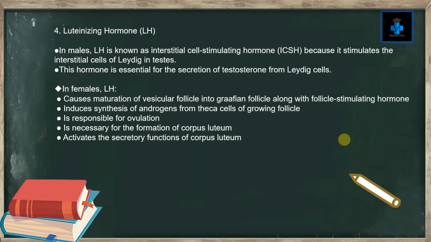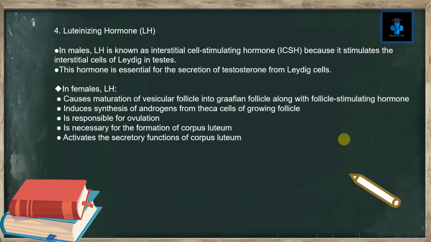Number 4 is luteinizing hormone. In males, luteinizing hormone is known as interstitial cell stimulating hormone because it stimulates the interstitial cells of Leydig in testes. This hormone is essential for the secretion of testosterone from Leydig cells. In females, luteinizing hormone causes maturation of vesicular follicle into Graafian follicle along with follicle stimulating hormone. It induces synthesis of androgens from theca cells of growing follicle.